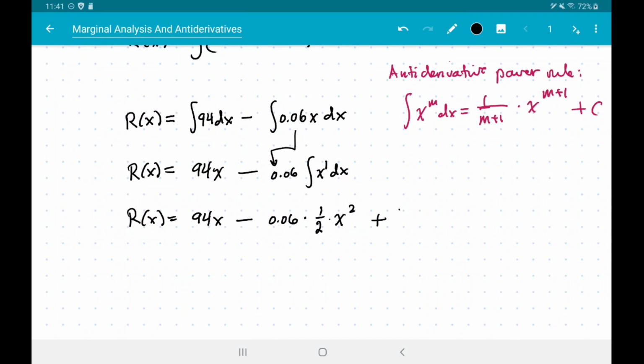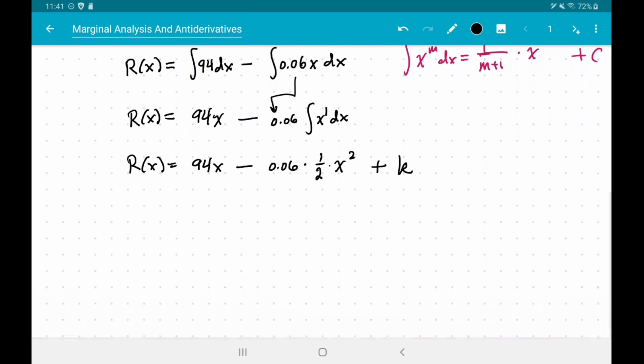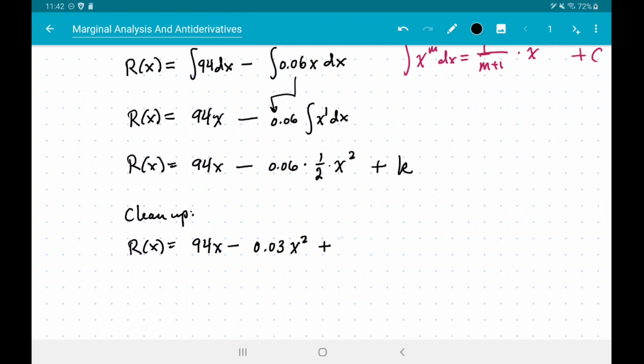And finally, I'll add a constant. In business problems, I usually use k for the constant because most of the time c looks like a cost function, and just to avoid confusion, I'll use k for the constant. So now we can clean this up. R of x is 94x minus, and well, we may as well do that arithmetic. Half of 0.06 is 0.03, so 0.03x squared plus k.